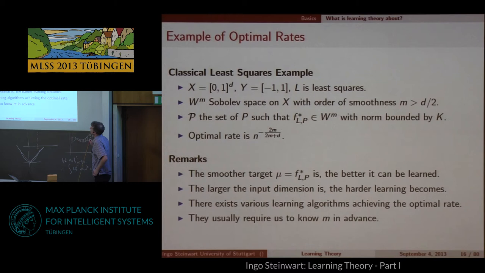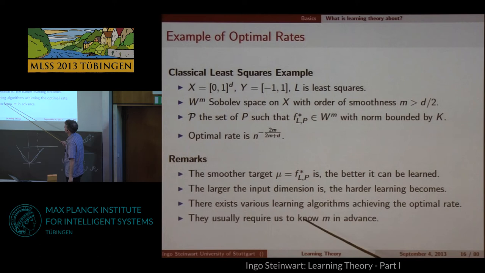Okay, so if you go to the statistical literature, you see that there are various learning algorithms which actually achieve this optimal rate. But if you look a little closer, many of them at least require us to know the smoothness in advance. But how can we do that? I mean, how do we know how smooth our target is? So we can get this rate, but only if we know the smoothness in advance. And this is really not satisfying. And therefore, we need a notion which gets rid of this.